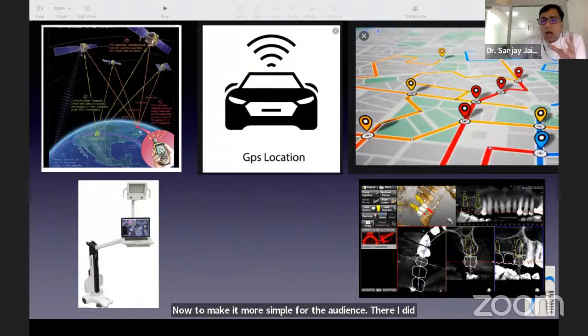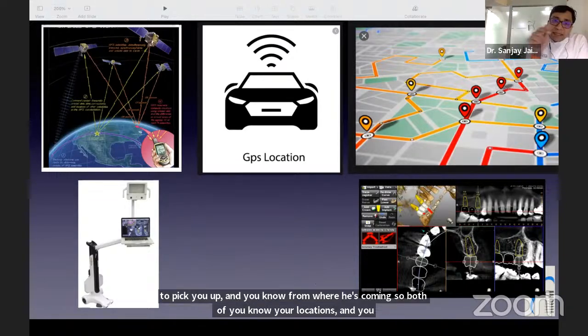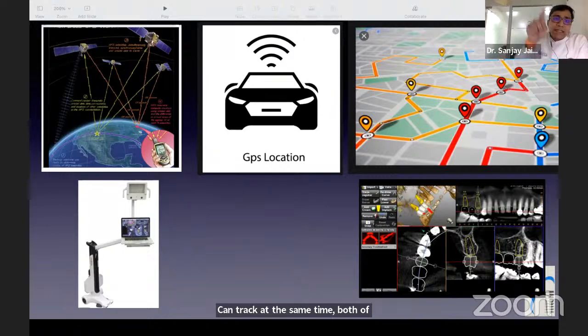Now, to make it more simple for the audience there, I did speak about this, but let me show you the slide. How does this navigation work? Navigation basically works just as simply as your Ola or Uber app or GPS. From Kemsha Dental College, if you have to go to Baroda railway station, you open up your Uber app, and the Uber driver in the nearby vicinity who has his app open knows from where he has to pick you up, and you know from where he is coming. So both of you know your locations and you can track. At the same time, both of you know the destination that you have to go to. So that's how it works in dentistry.